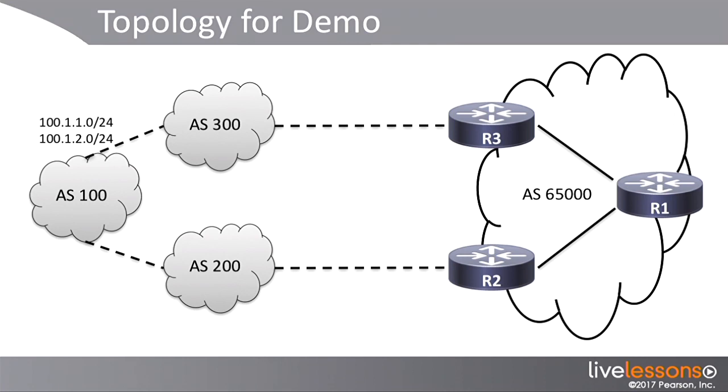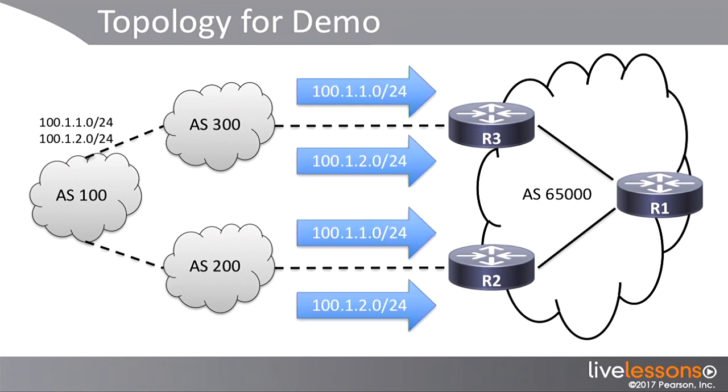Let's now have a look at this topology and walk through a demonstration to understand how the best path selection algorithm works. AS100 is advertising prefixes 100.1.1.0/24 and 100.1.2.0/24. It has eBGP pairing with AS200 and AS300. AS200 then has an eBGP connection with router 2 and AS300 has an eBGP connection with router 3. And if you can notice, both of them are advertising the same prefix.